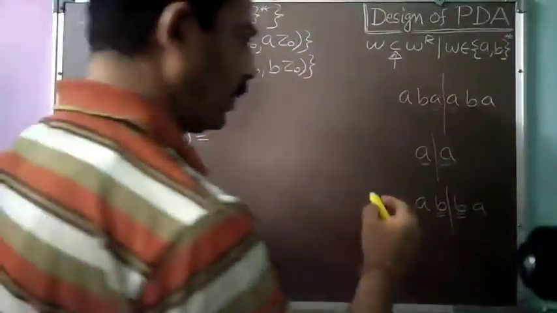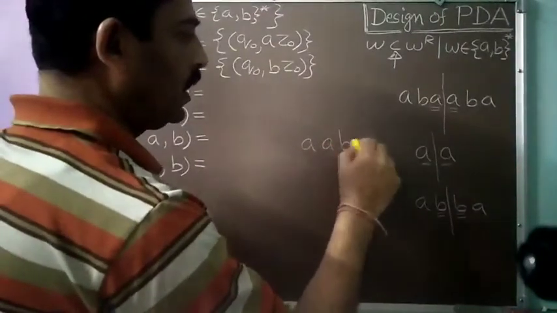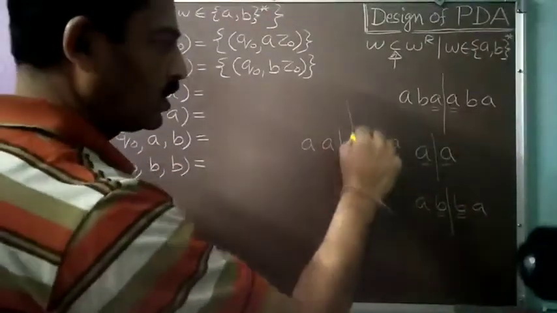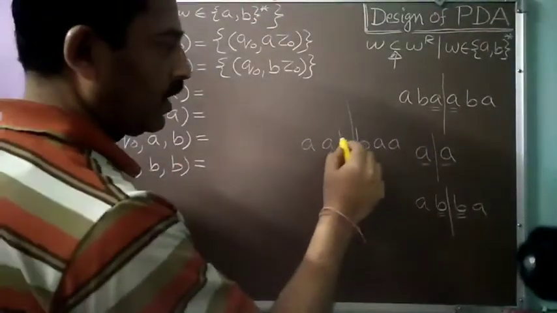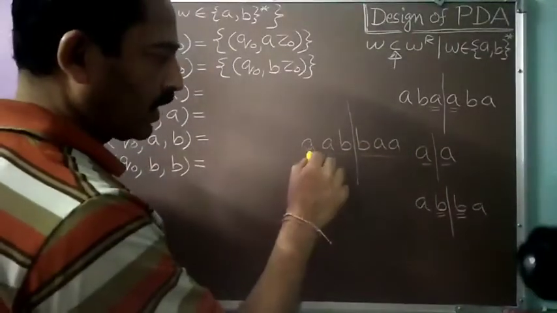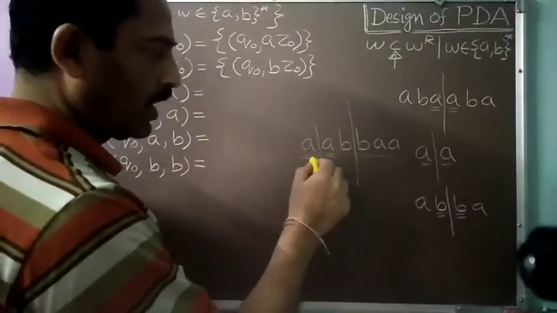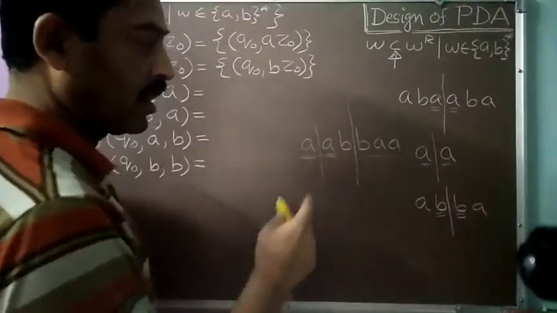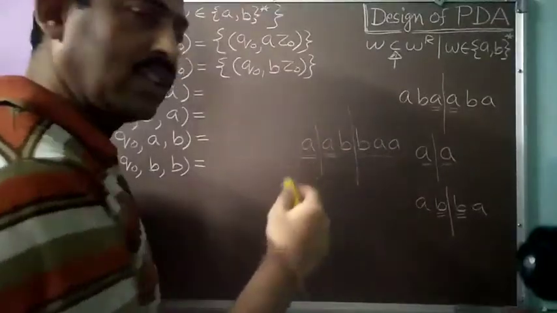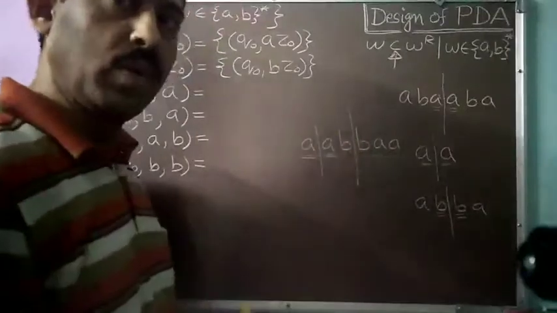Suppose I take another example. Suppose the word is A, B, B, A. This is the middle marker, and my W is this and this is my WR. Whenever I read an A and again read an A, there is a possibility that my W has finished here and WR has started, but it is not the actual situation. So whenever I am reading the same symbol, I have to decide whether it is the actual end of the W or not.